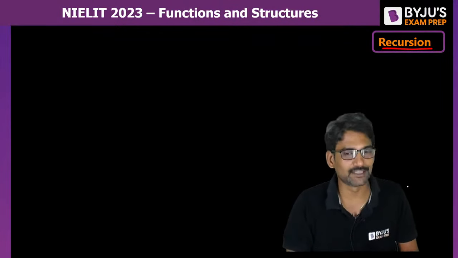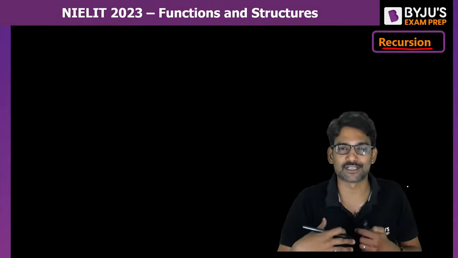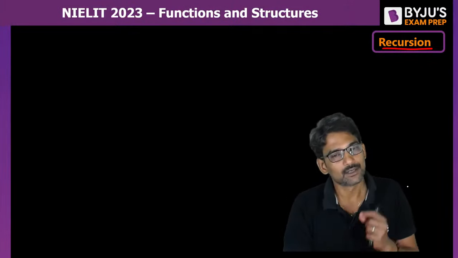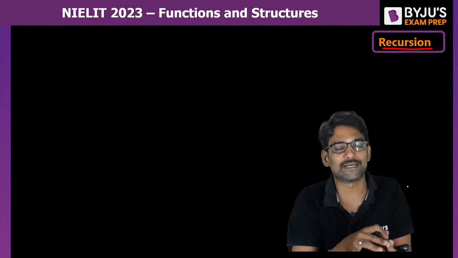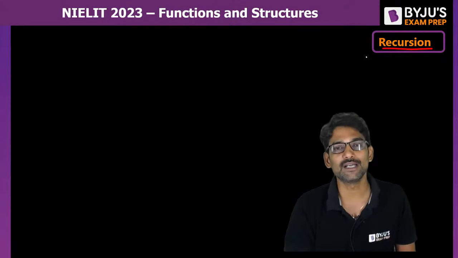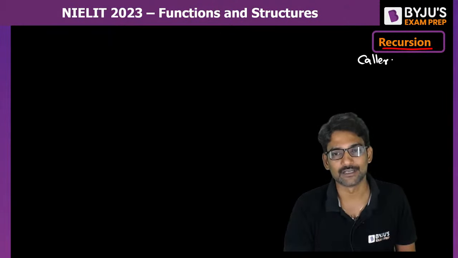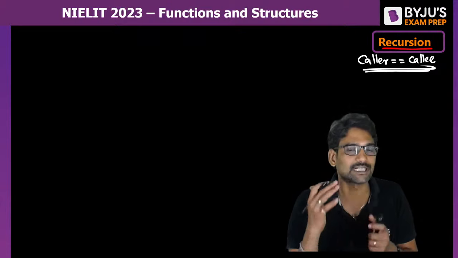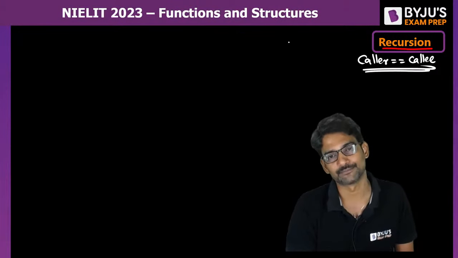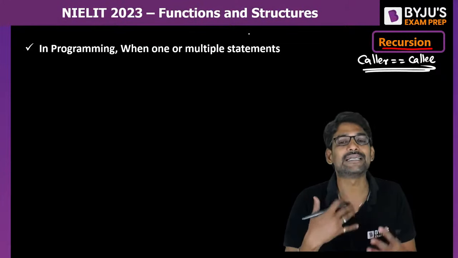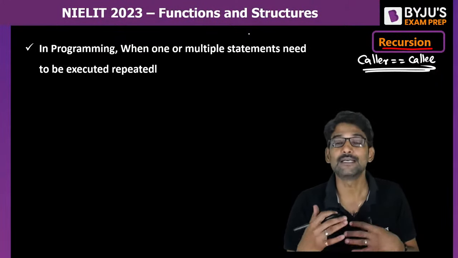So a function which calls another function is called the caller function, and the called one is the callee function. But if who is calling and who is called are the same, that is called a recursive function. If the caller function and callee function are the same, such a function is called a recursive function. So what is recursion? The process of calling itself is called recursion.